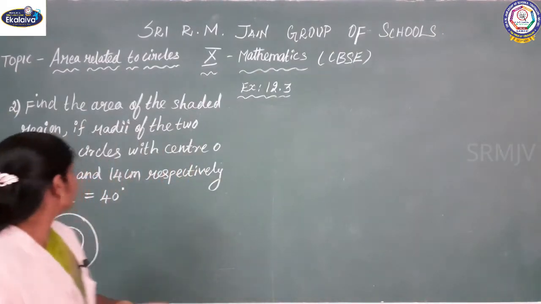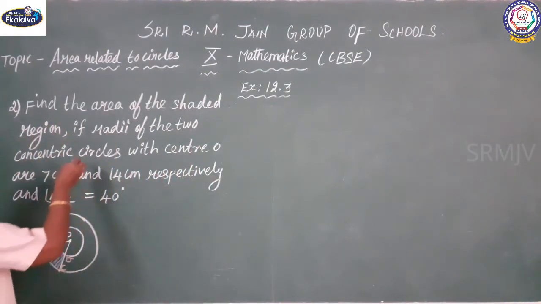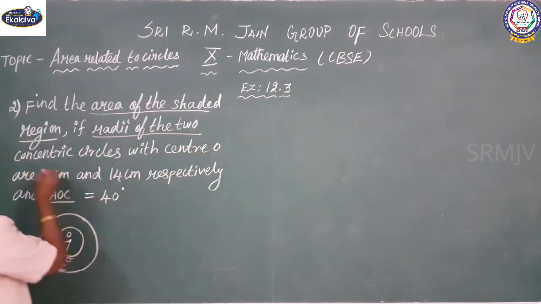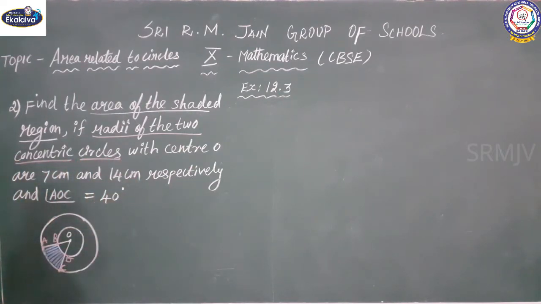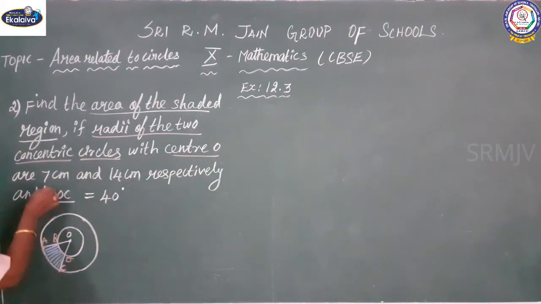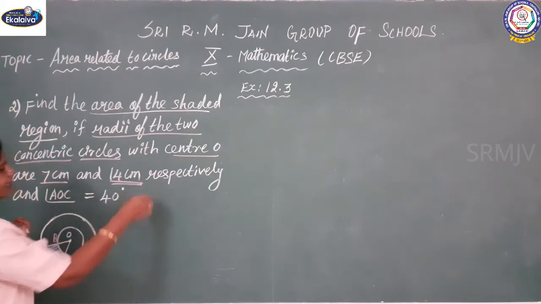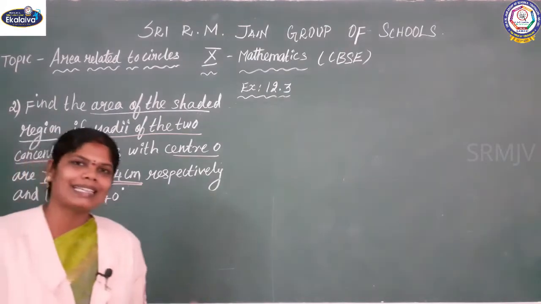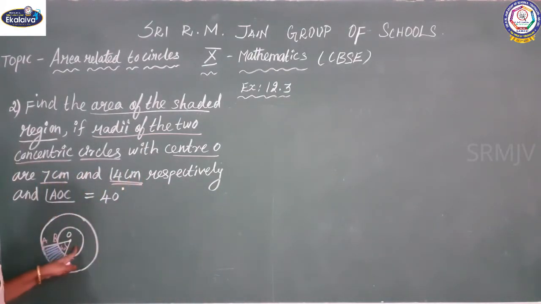See the next question. Find the area of the shaded region if radii of two concentric circles with center O are 7 centimeter and 14 centimeter, respectively, and angle AOC equal to 40 degree. Here the concentric circle means it has a common center. For both the circles, O is the common center.